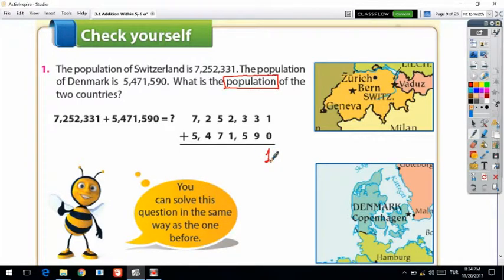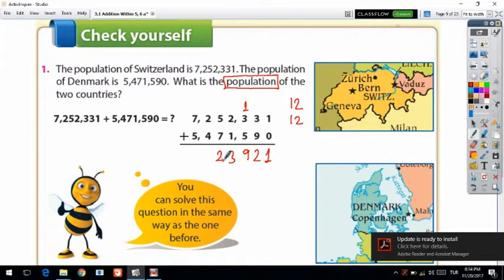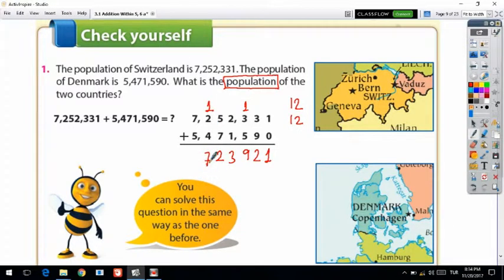Okay, 1 plus 0 is equal to 1. 3 plus 9 is equal to 12. I am writing the 2 first, then once it comes down, 1 goes next. 1 plus 3 is equal to 4. 4 plus 5 is equal to 9. Okay, 2 plus 1, 3. 5 plus 7 is equal to 12. I am writing 12 again. So once a digit comes down, another one goes next. 1 plus 2 is equal to 3. 3 plus 4 is equal to 7. Then 7 plus 5 is equal to 12.